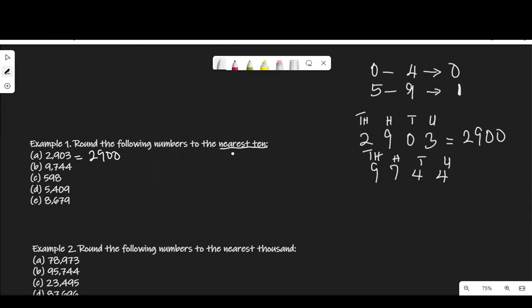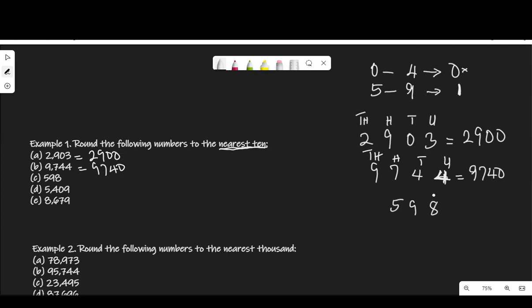So since we are rounding to the nearest 10, we look for the digit that is in 10 position, which is 4. Then look for the next digit. The next digit to it is 4 again. 4 is in this range, and that means this is going to round to 0. And 0 plus 4 is 4. So this number to the nearest 10 is 9740. The next one is 598.